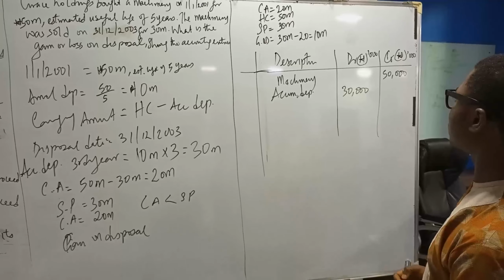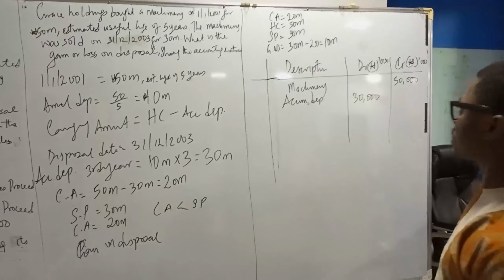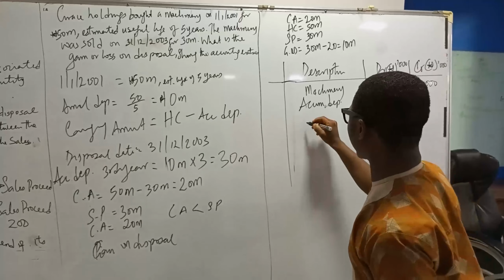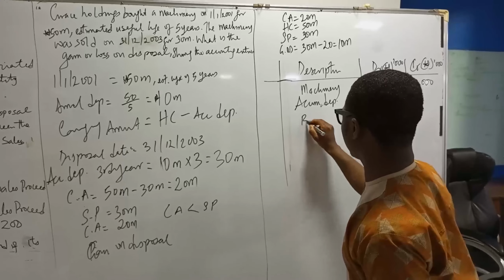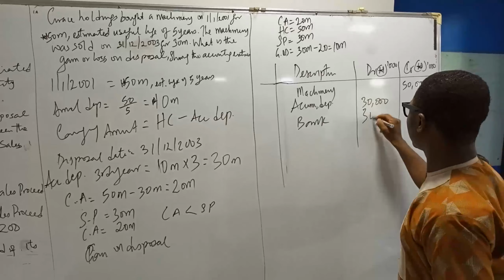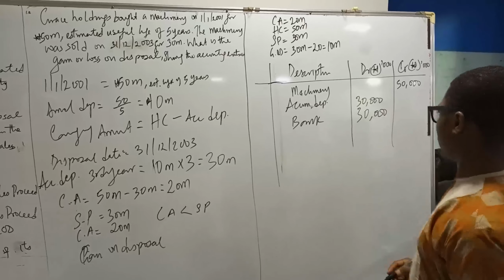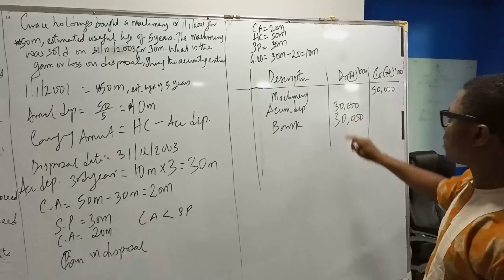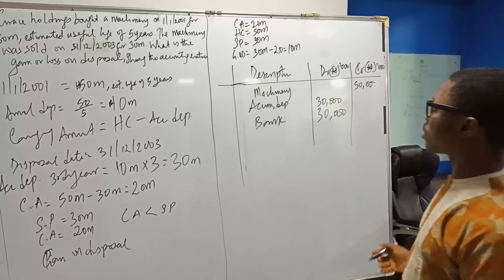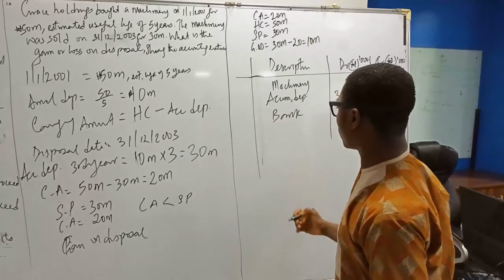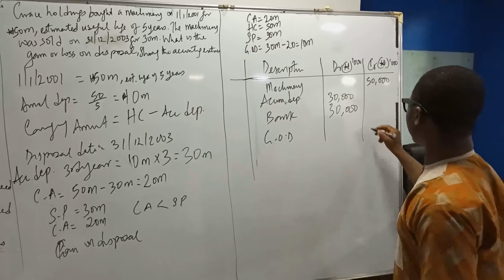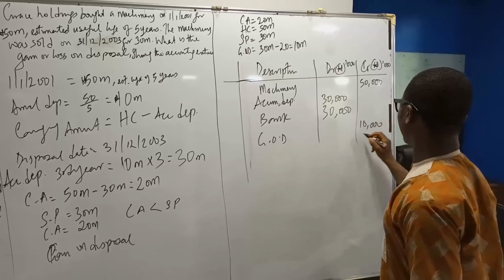Now, what is the next accounting entry? It is the sales proceed. The sales proceed came in through the bank, 30 million naira. Having this, what is the next thing to recognize? The next thing to recognize is the gain on disposal, which is 10 million naira.